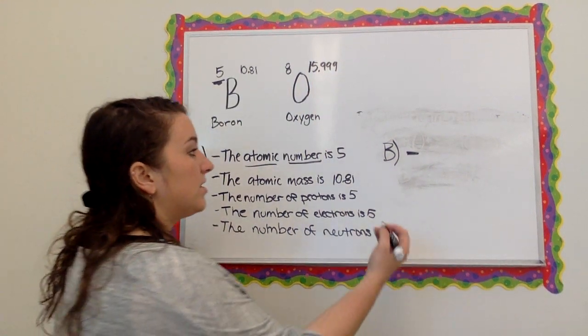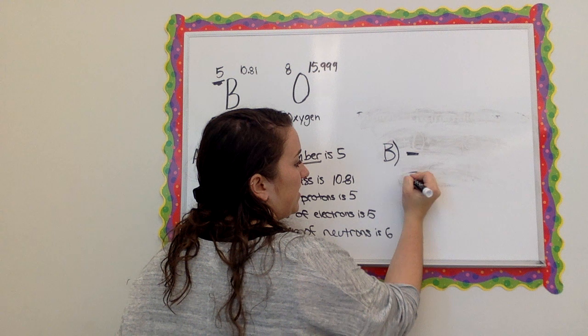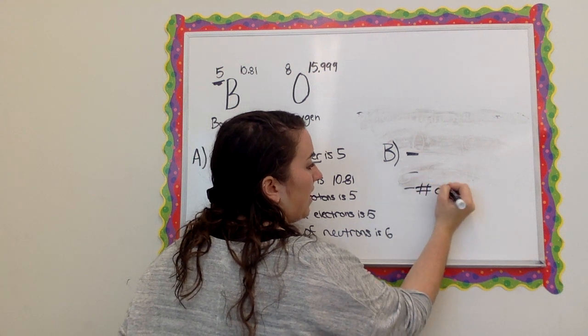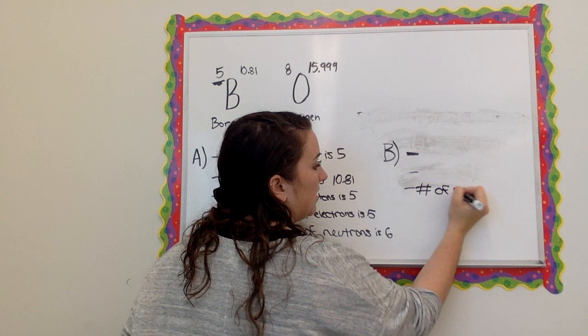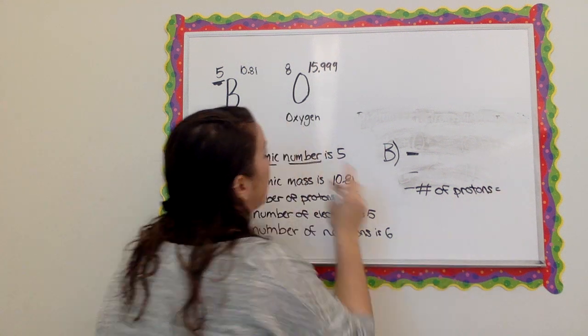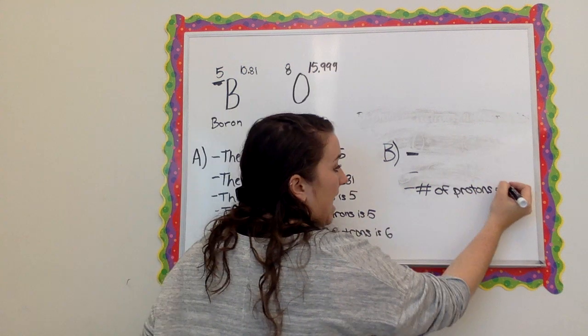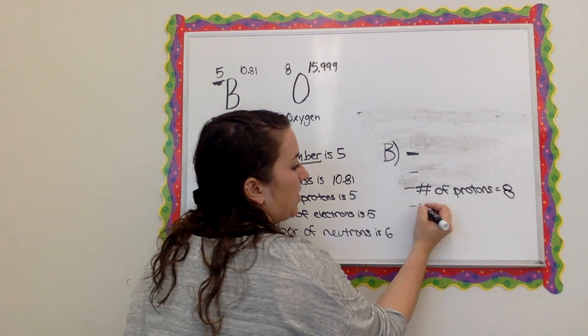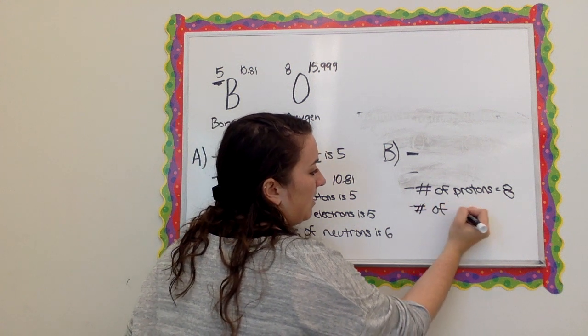The number of protons, so you can fill out the first one and the second one. Number of protons is going to be the same as the atomic number, so it's going to be 8. Number of electrons is also going to be 8.